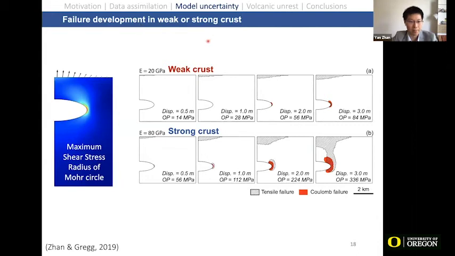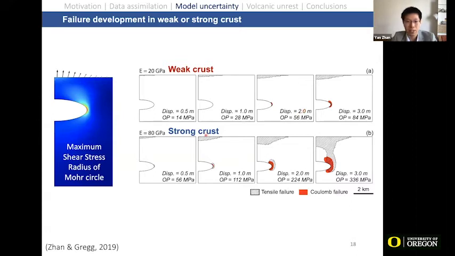So now I want to study how the failing development can be affected by the nature of the crust. Here is an elliptical magma reservoir. Since it's elliptical, the maximum shear stress is localized at this point. That means when the failing happens, this point will always be the first point for the magma reservoir to fail. We can see for the weak crust, whose Young's modulus is pretty low, when we have larger and larger overpressure, the magma reservoir starts to fail at this point and creates a surface displacement of, for example, 2 meters.